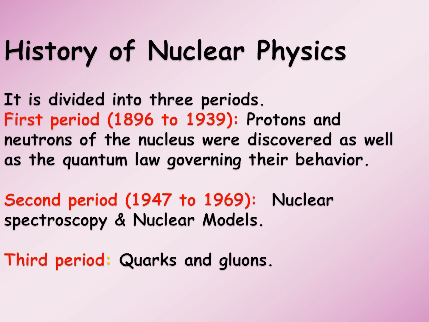The history of nuclear physics is divided into three periods. The first period started in 1896 and ended in 1939. During this period, protons and neutrons of the nucleus were discovered, as well as the quantum laws governing their behavior. The second period was from 1947 to 1969. During this period, nuclear spectroscopy and nuclear models were studied. And finally, in the third period, quarks and gluons were studied, which are known as the fundamental particles of nuclear matter.